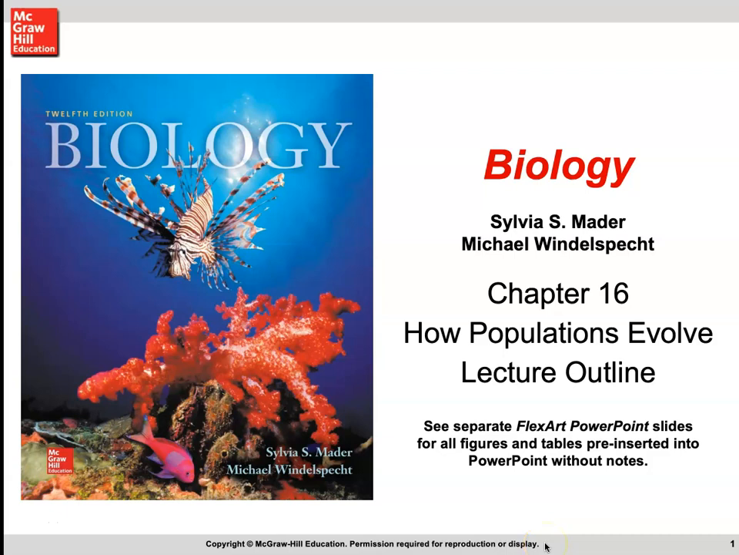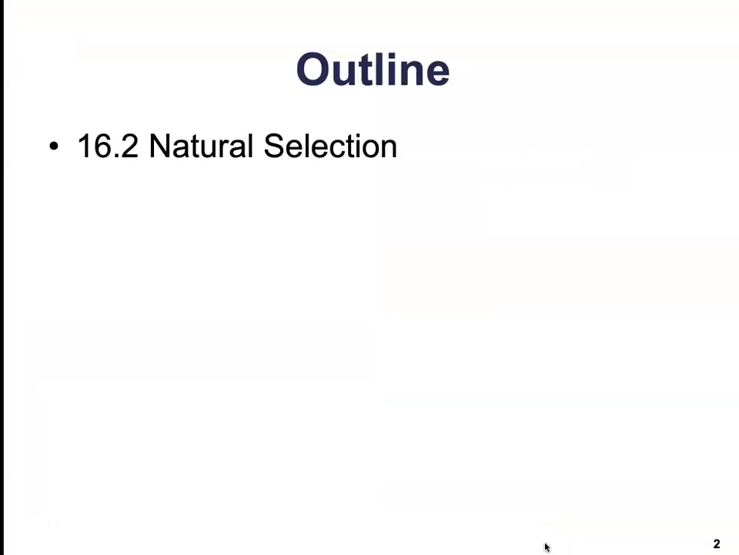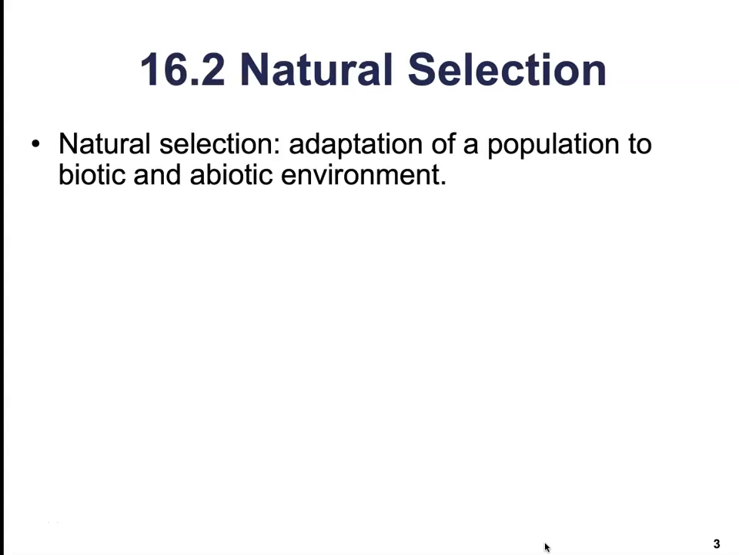All right, Chapter 16, How Populations Evolve. In this chapter, we're going to cover Section 2, Natural Selection. Natural selection is the adaptation of a population to the biotic and abiotic environment.